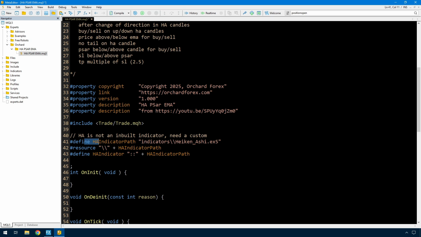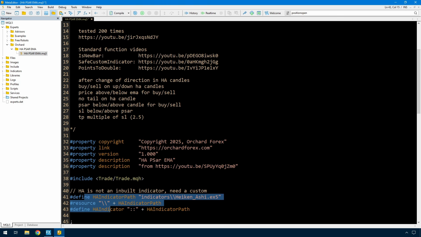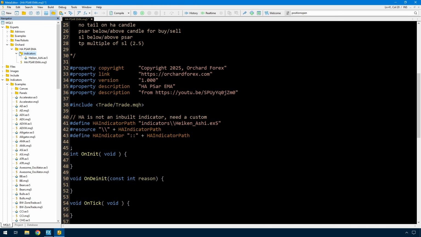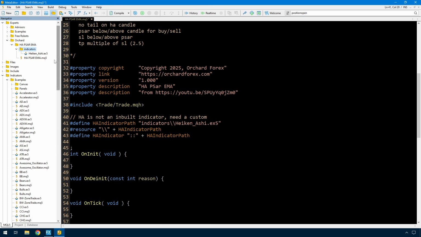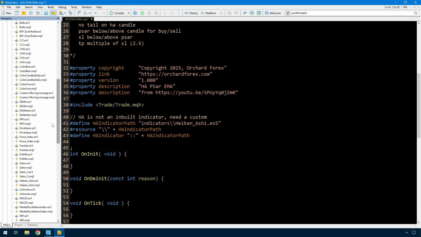If you want to know more about this, that is the safe custom indicator. And so now I've created the indicators folder, and I've just copied this heikinashi.ex5 from the indicators examples that's supplied with MetaTrader. That is Heikin ex5.